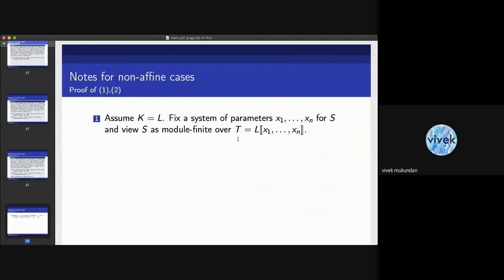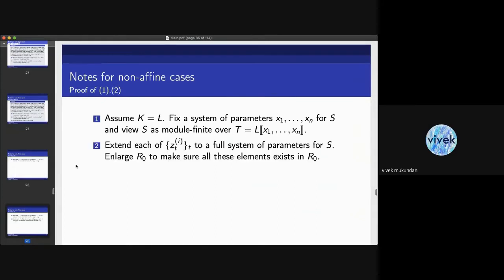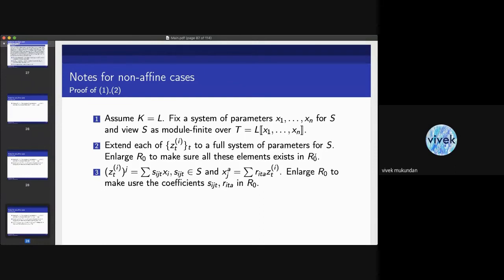So basically, T sits inside S, and S is a finite module over the power series ring. So x1 to xn, each of these partial systems of parameters, you extend to a full system of parameters. And then make your R naught bigger so that all these elements make sense in R naught. Okay? Then because x1 to xn is a system of parameters and the ZITs are also a system of parameters, some power of the ZITs can be written as a combination of the xi's, and some power of the xj's can also be written as a combination of the ZITs.